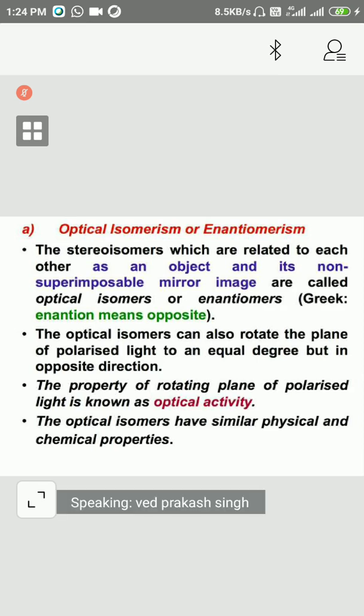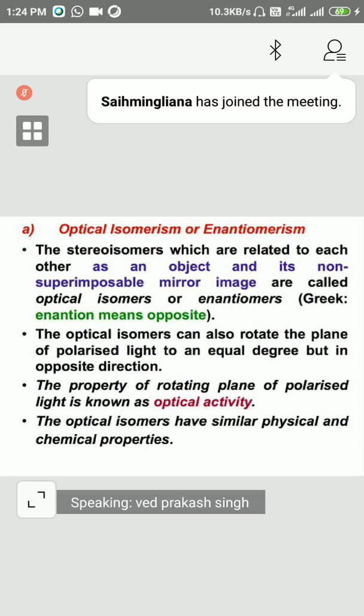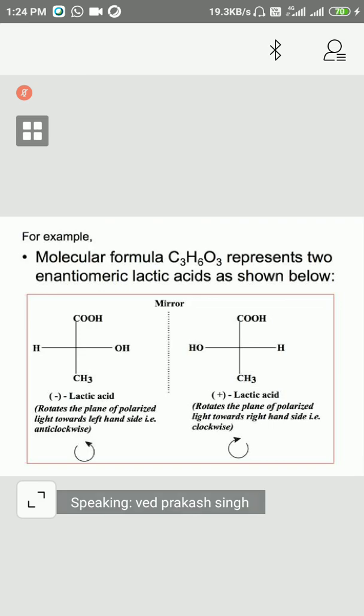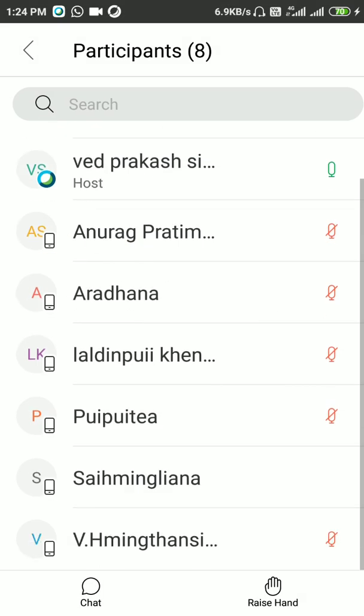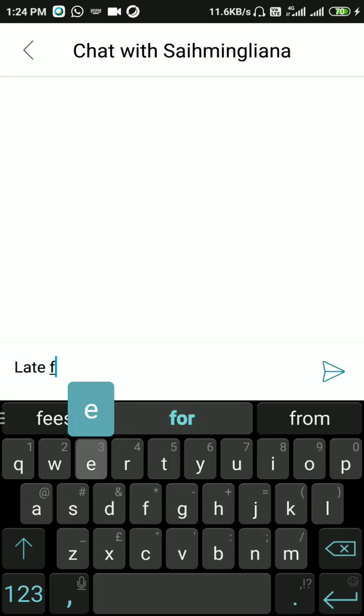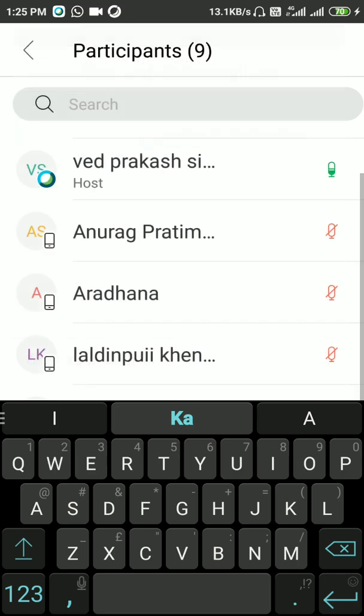Optical isomers also rotate the plane of polarized light to an equal degree but in opposite directions. Then they are enantiomers. This rotation of plane polarized light is known as optical activity. So optical isomers have similar physical and chemical properties. What is the difference? The difference is in their optical activity. For example, we can see here two enantiomers of lactic acid, minus and plus. One rotates plane polarized light to the left side, that is minus. Plane polarized light to the right side is plus. These two are mirror images of each other.